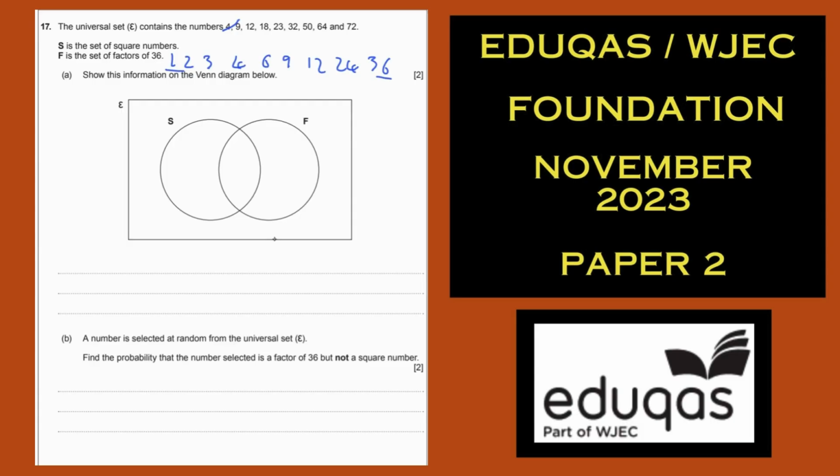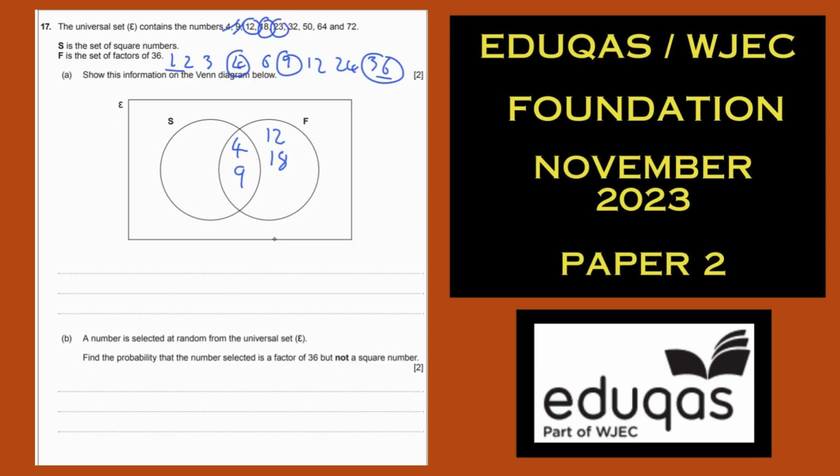4 appears in both. It's both a square number and a factor. In fact, here's the square numbers, which are factors of 36. So if you need to, there you go. You've got a 9. That's also in both. We've got a 12. That's just in the factors. We have an 18. Also just in the factors.